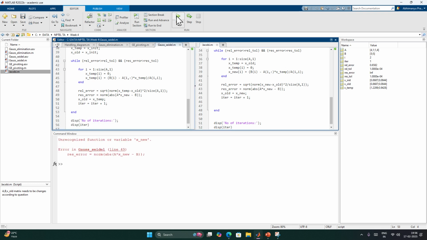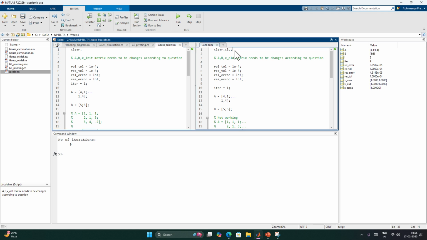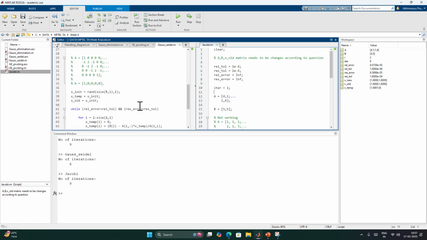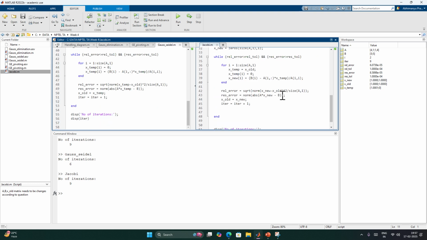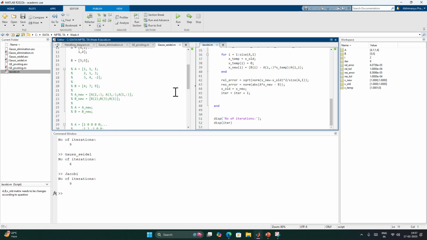Fine. Okay. So this ran in 6 iterations for the same problem, and Jacobi ran in 9 iterations for the same problem. Fine. So we can see that when we are updating it at the same time, then Gauss Seidel is faster as compared to Jacobi. Okay.